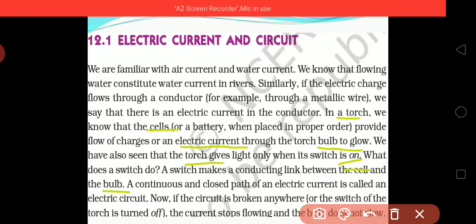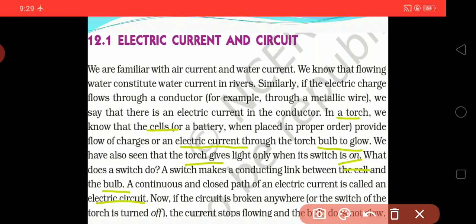In the same way, a continuous and closed path of an electric current is called an electric circuit. If the electric current is passing in a closed path on a particular conductor, that circuit is said to be an electric circuit.